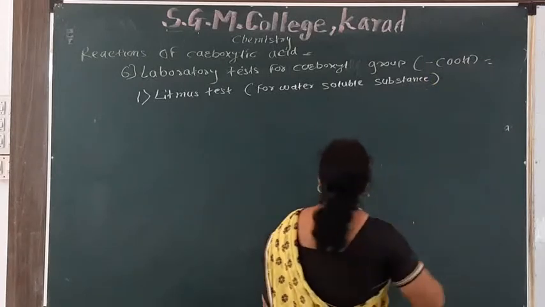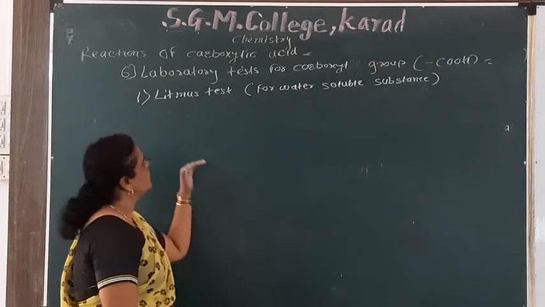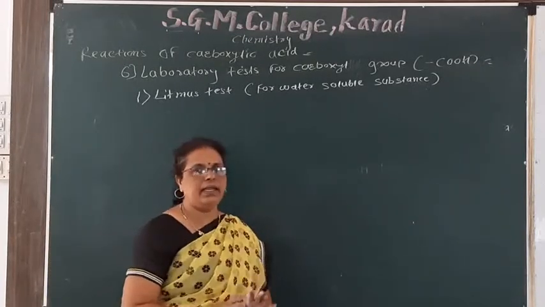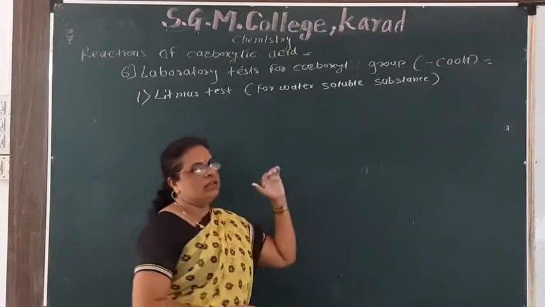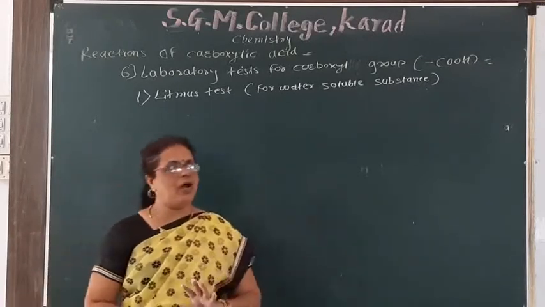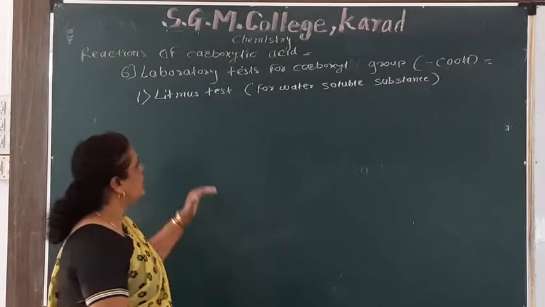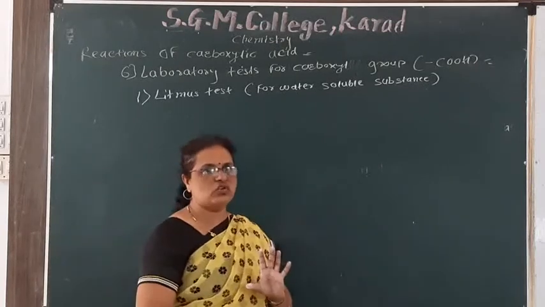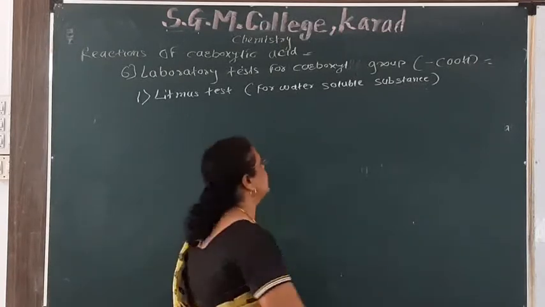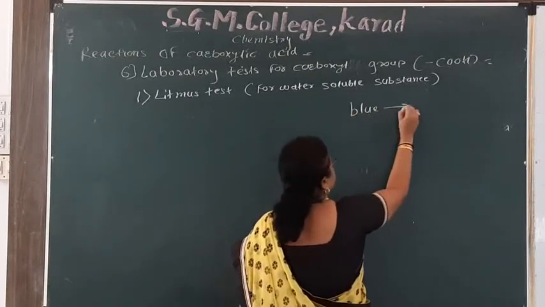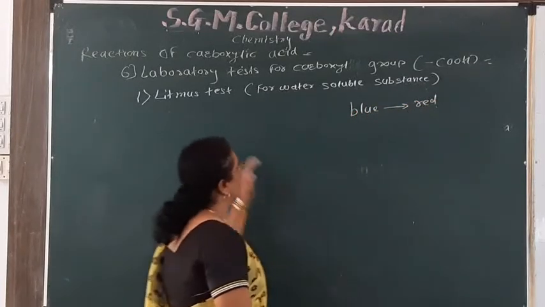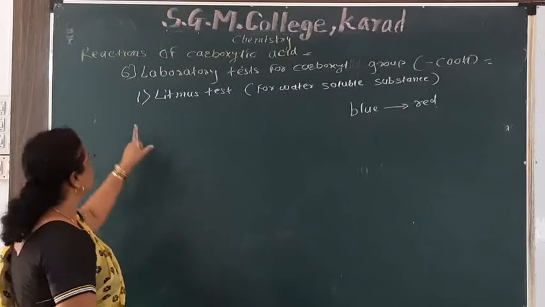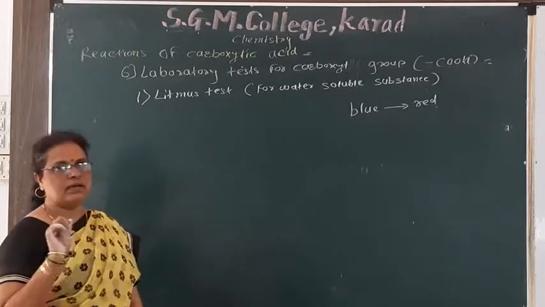Water soluble substance. Here take the aqueous solution of organic compound containing COOH group. Then this aqueous solution turns blue litmus red. Then this indicates that the carboxyl group is present in the compound. This is the first test, that is the litmus test.